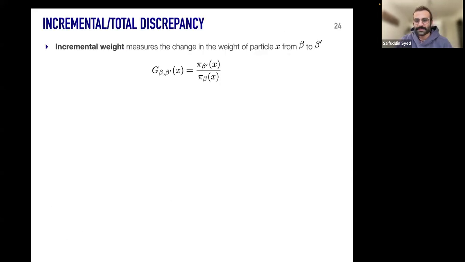So what is this discrepancy? This incremental weight essentially corresponds to measuring how much change occurs from one distribution to the next. We can measure that through this normalized incremental weight, which in this particular case corresponds to the Radon-Nikodym derivative between one distribution and the next distribution.